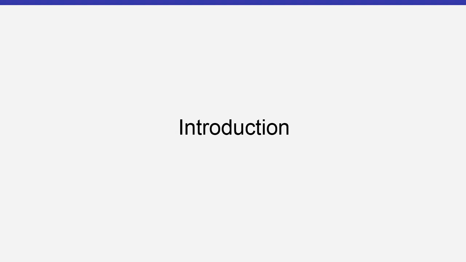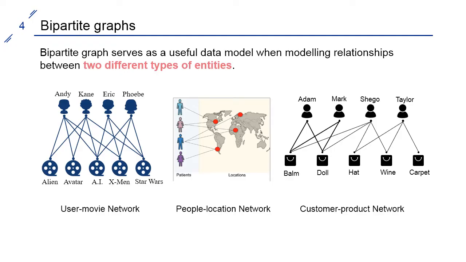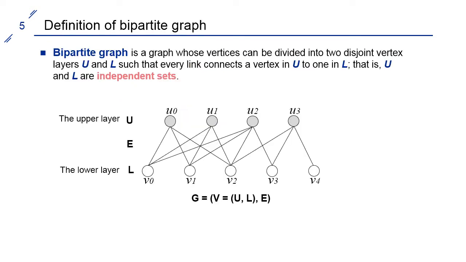So the first part is the introduction. Bipartite graph serves as a very useful data model when modeling relationships between two different types of entities. For example, user movie networks, people location networks, and customer product networks. The formal definition of a bipartite graph: it is a graph whose vertices can be divided into two disjoint vertex layers, U and L, and every edge connects a vertex in U to one in L. That is, U and L are independent sets.